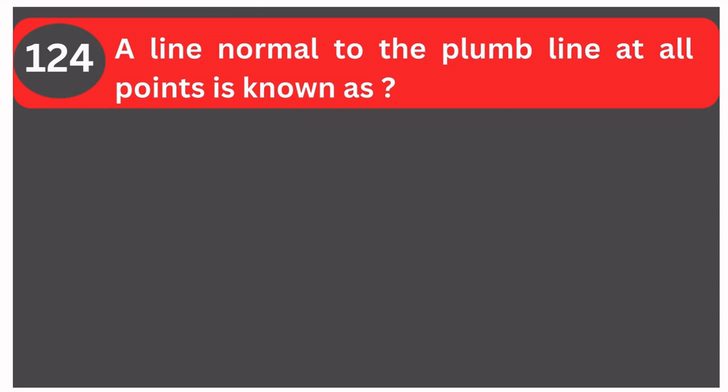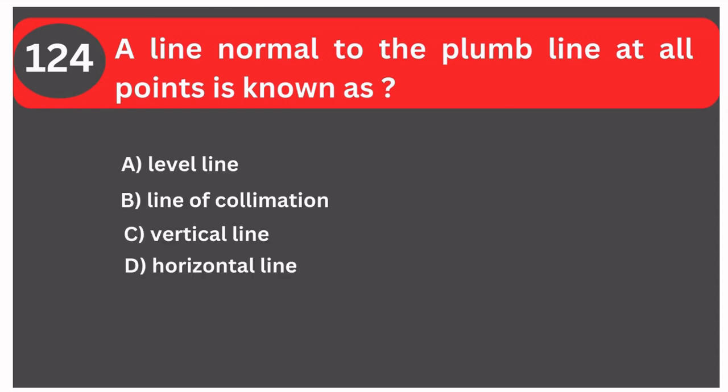A line normal to the plumb line at all points is known as. Options A. Level line. B. Line of collimation. C. Vertical line. D. Horizontal line. Answer A. Level line.